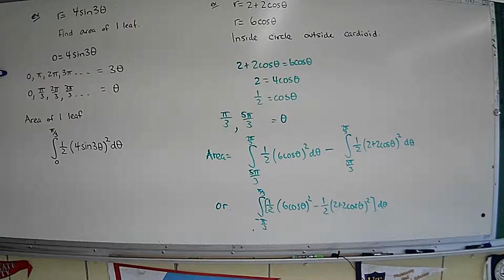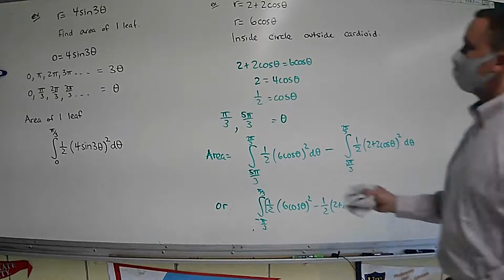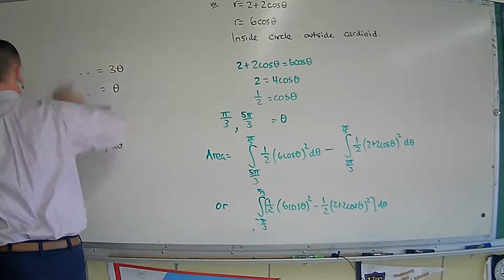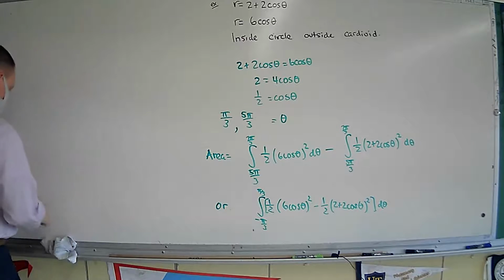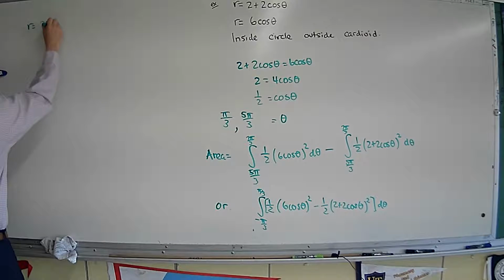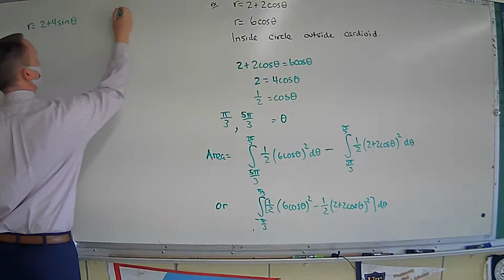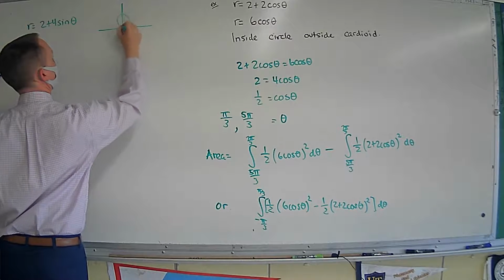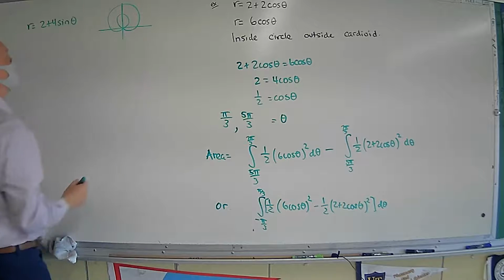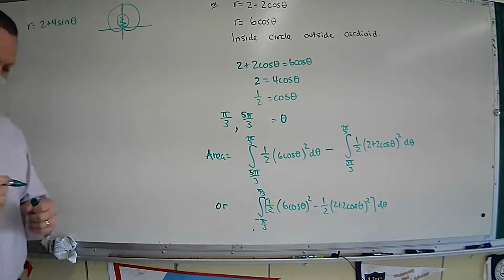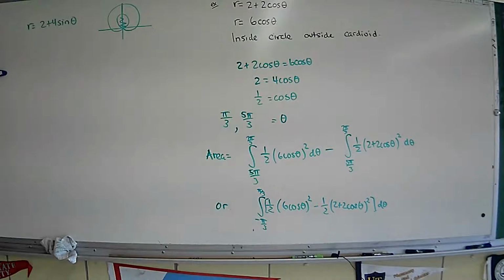We almost got it. Okay, what about the end? Let's do one more. Let's at least get one more set up. What if I gave you this? r equals 2 plus 4 sine theta. And I said graph the inside loop. It actually looks like this, but I want just the area of the inside loop.